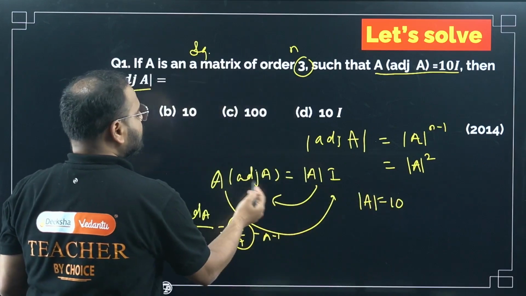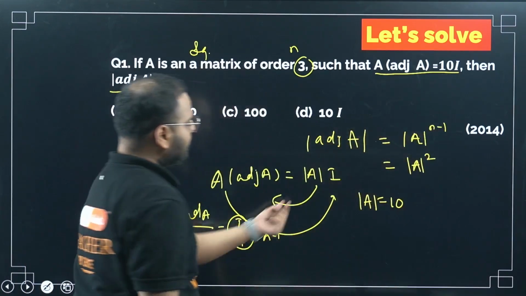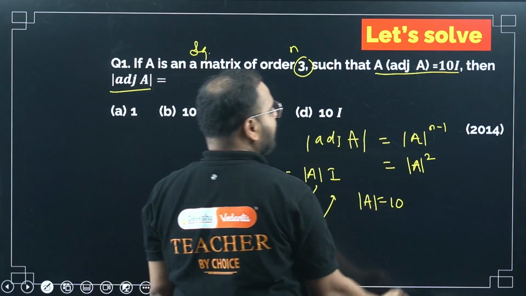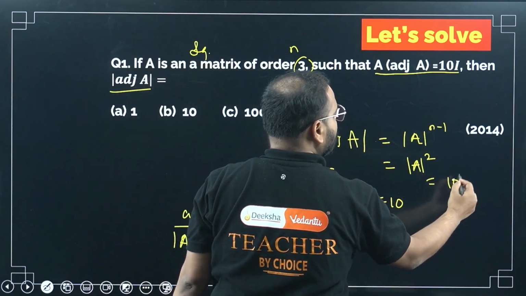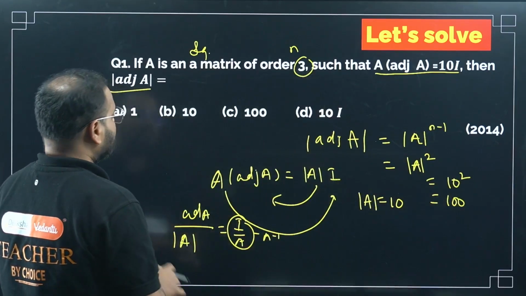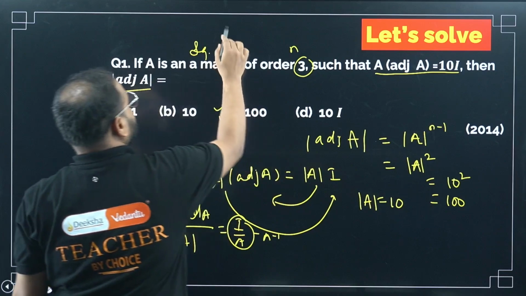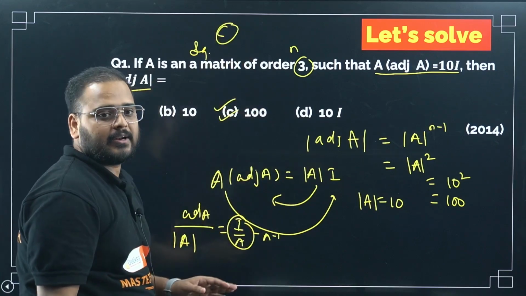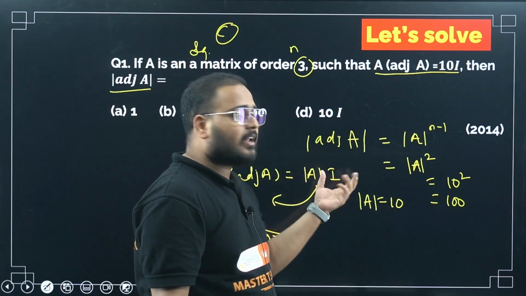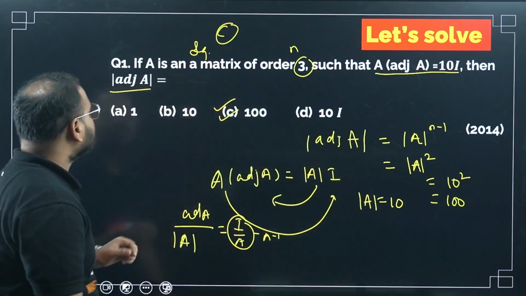See, A adjoint A is 10I. Comparing, it means 10 is the determinant value. Put it here, you get 10 squared. The answer is 100, option C. I hope all of you got it right. No doubt in this, right? How A adjoint A is equal to determinant A times I. This is clear. Let's move on.